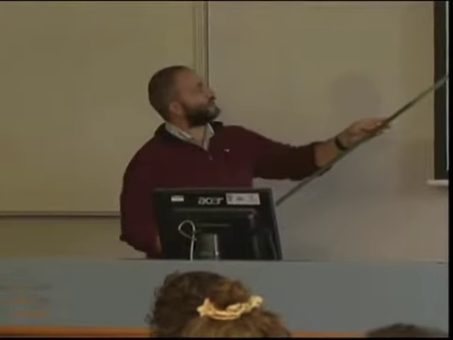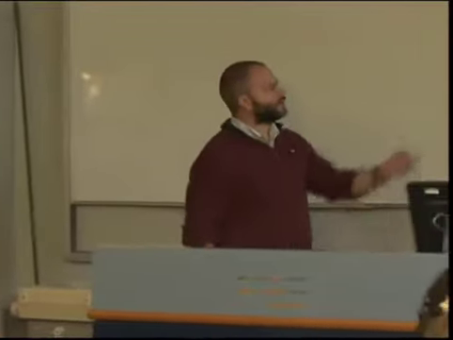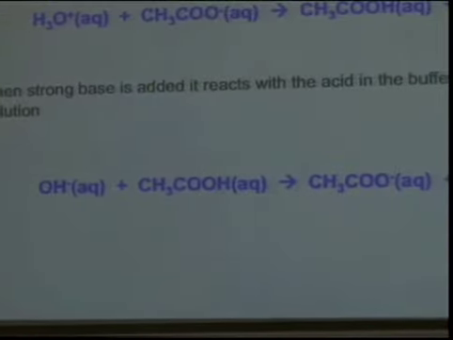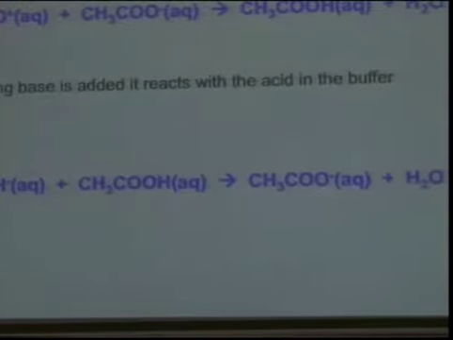If we add strong base to our buffer solution, then it's the same deal. The strong base, the hydroxide ions, will react with the acid part of our buffer, the ethanoic acid, and so the reaction will be this. OH minus reacts with CH3COOH to give CH3COO minus, a weak base, and water.